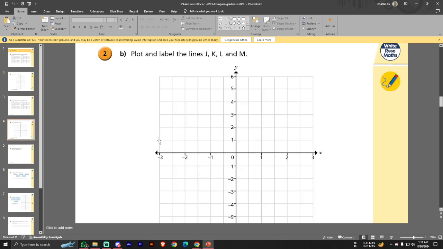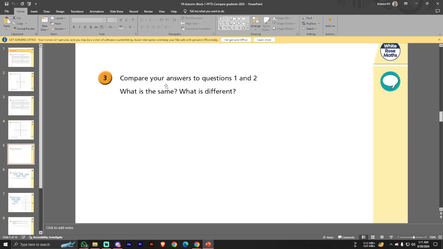Now plot the graph, same thing. Now compare your answer to question 1 and 2. What is the same and what is different? Firstly we have to complete the answers, otherwise we cannot say what's the same and what's different, right? So you have to complete it, then comes the observation. Firstly complete it and show it to me tomorrow. I'll then discuss this question.